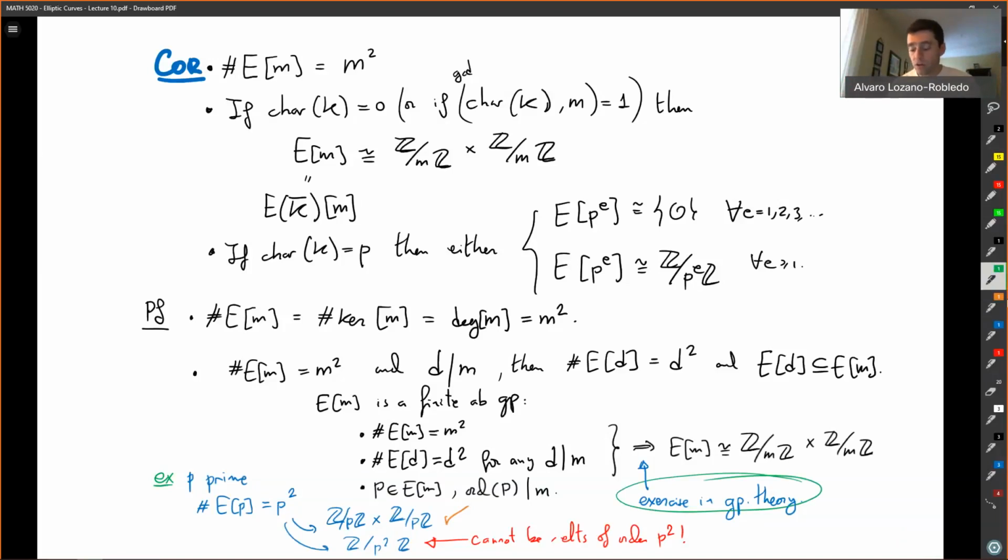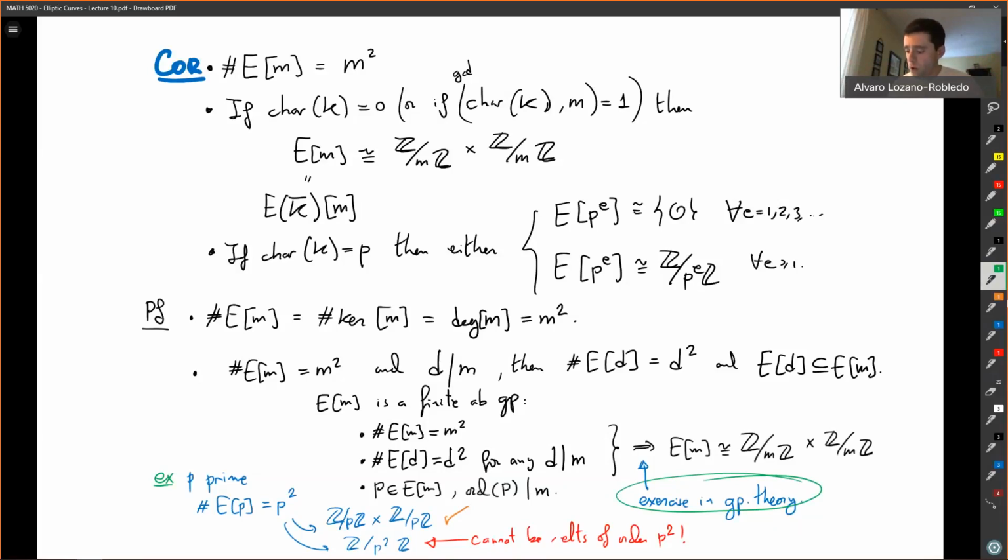Okay, and I'm not going to do the third part, although it's interesting and very useful. I'm not going to do it, because that's when phi is not separable, and in this course I'm avoiding the issues of separability.